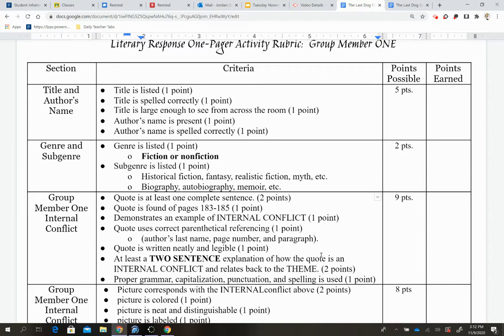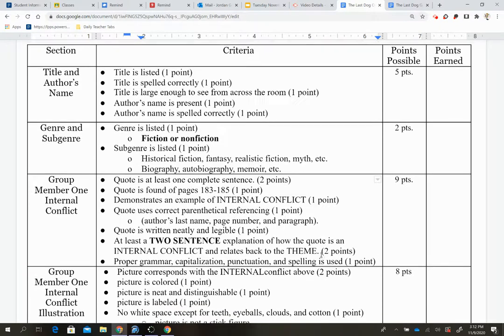Then you would tell me how it goes back to the theme. This relates back to the theme of the story because the theme of the story is that good always prevails. And by doing the right thing, he is teaching his friend a lesson that cheaters never prosper. That would be an example of what to do. Now, this is for The Last Dog, so yours is going to deal with Brock, the main character's internal conflict. And for having proper grammar, capitalization, punctuation, and spelling, you get 1 point.